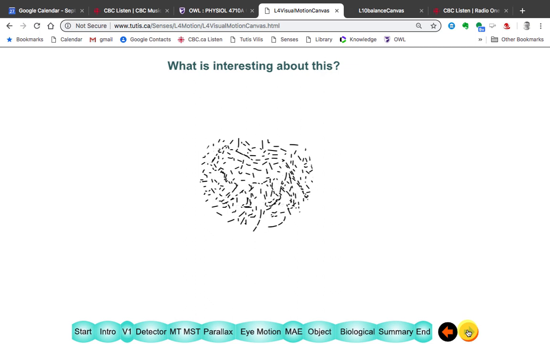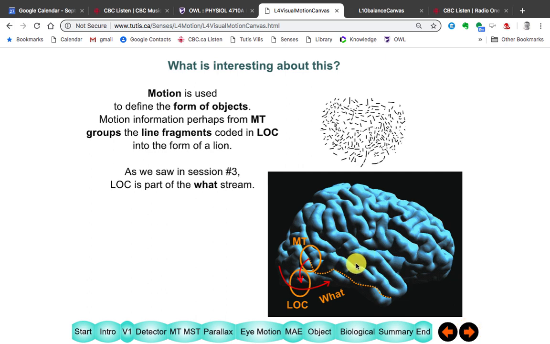So here, what's happening is MT, which is sensing the motion, is sending a signal to LOC, which is part of your watch screen, which lines belong together, because of their motion. They give LOC a clue which lines belong together. They bind those lines, and that signal from MT is used by LOC to say, that's a lion.